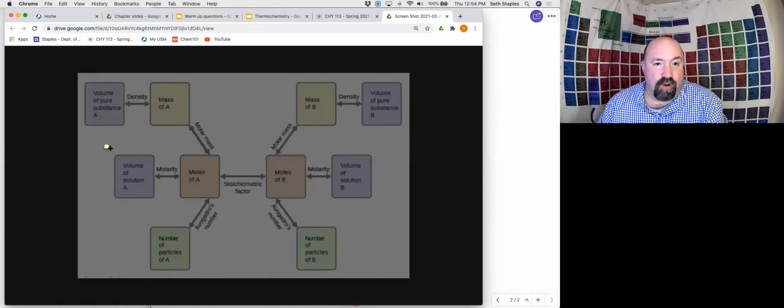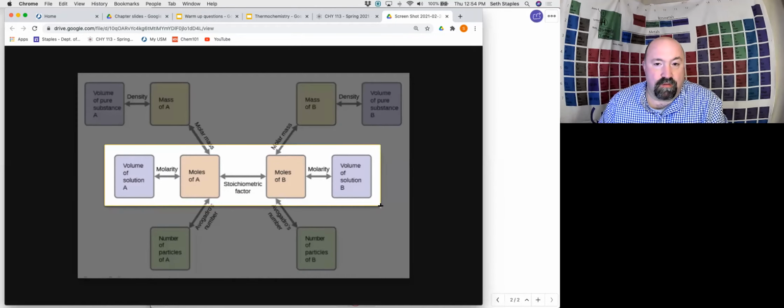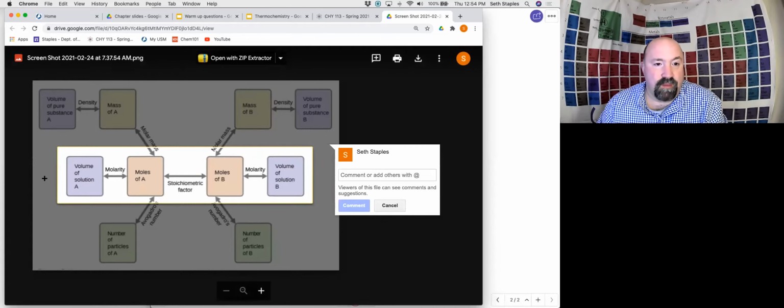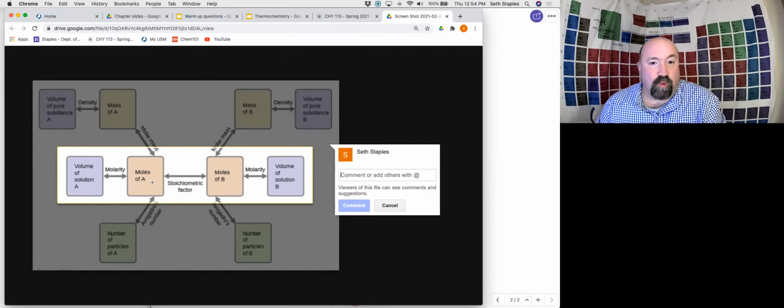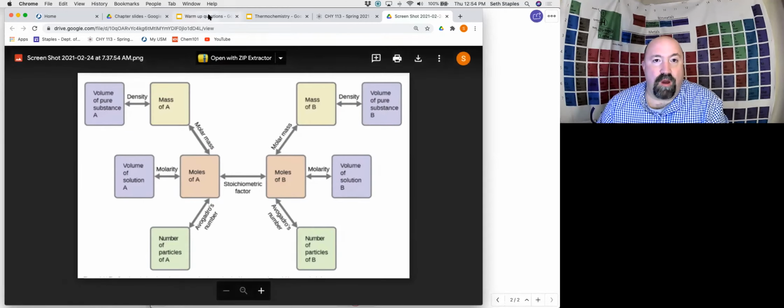We're going right here. We're going from a volume of a solution, use molarity to get to moles, use our stoichiometric ratio to get to moles of whatever it is that we're looking for, and then use the molarity to get to the volume. And so let's go ahead and walk through this one.